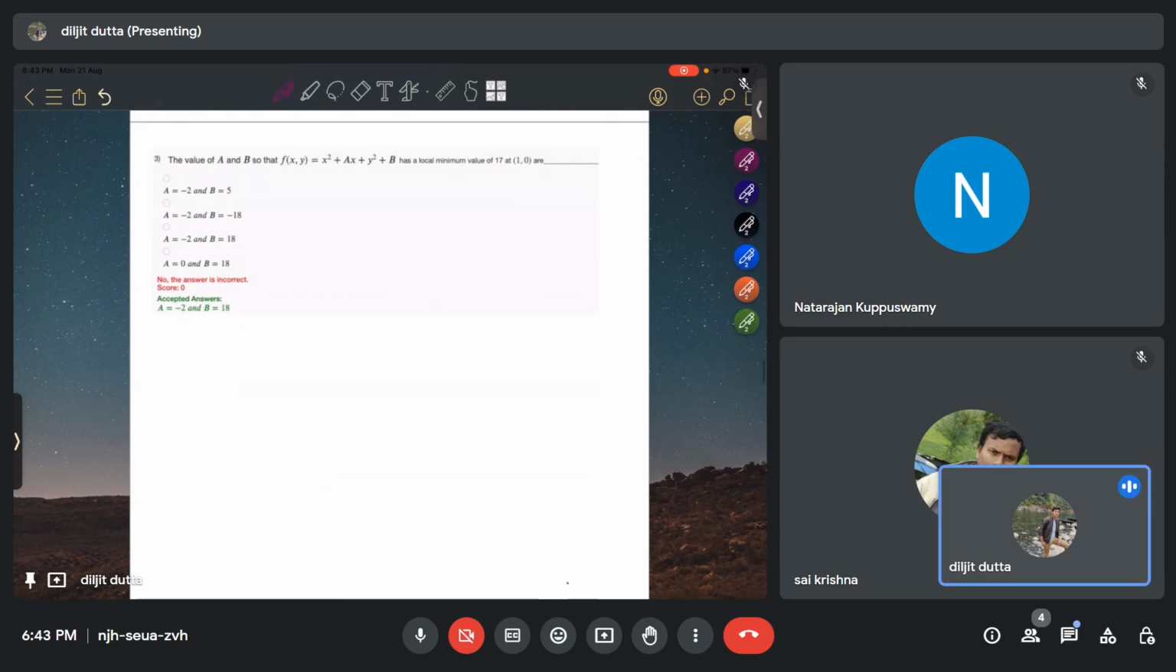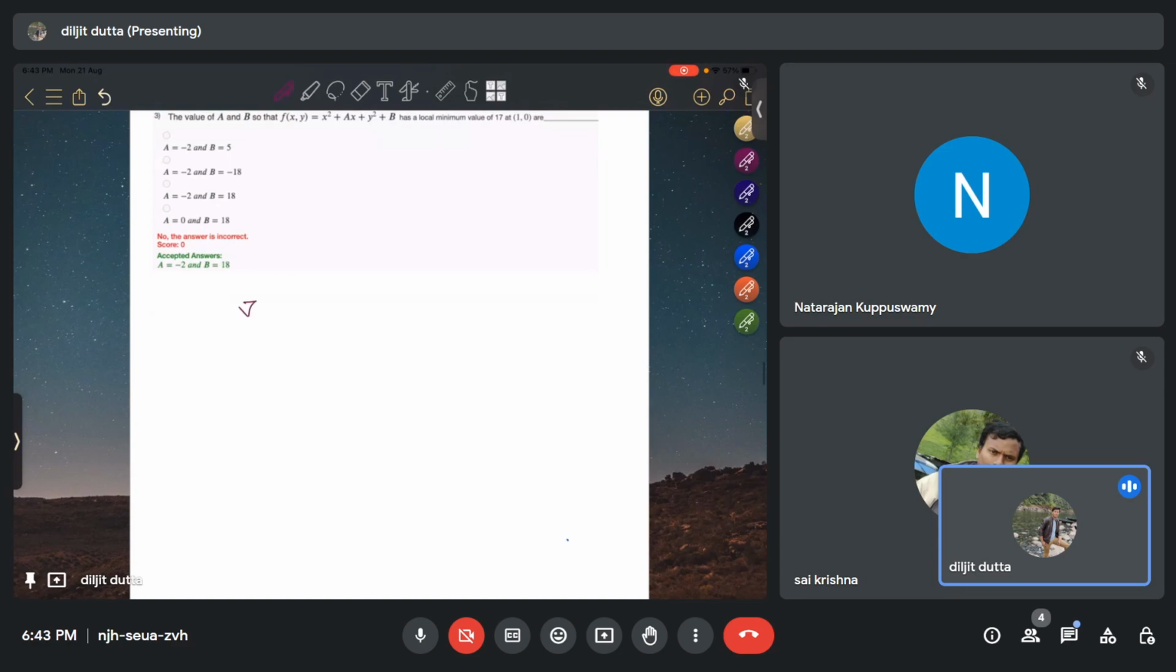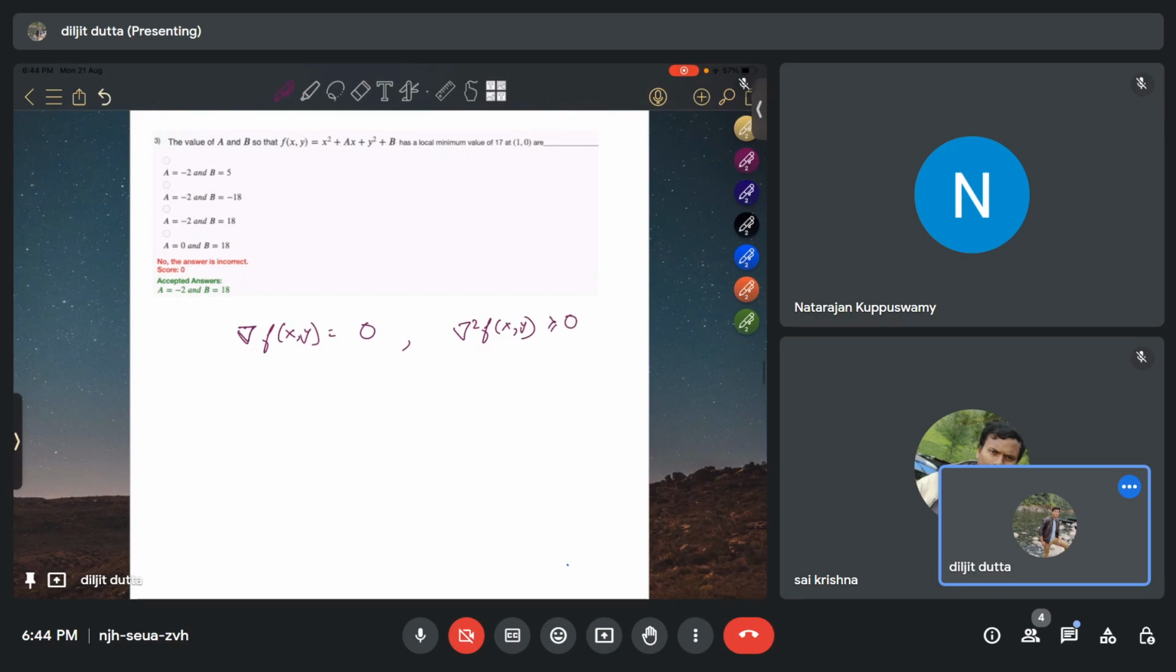Okay, so next question is the value of a and b. f of x comma y equal to x square plus ax plus, this function is given as having a local minimum value of 17 at 1 comma 0. Now for getting a local minimum, what are the conditions? First condition is that del of f of x comma y is equal to 0, that is, first derivative is 0, and del square f of x comma y is greater than or equal to 0 if we want the minimum. So we'll find the value of a and b.